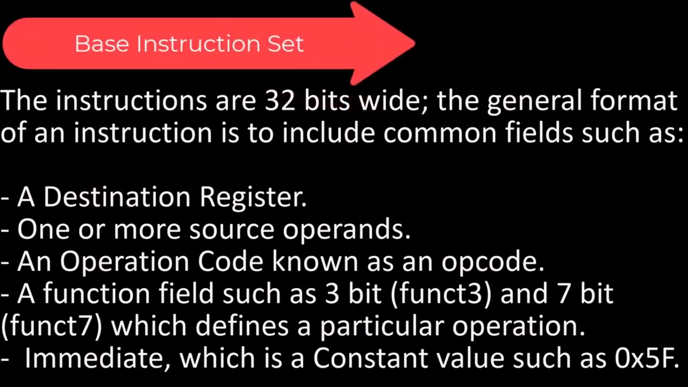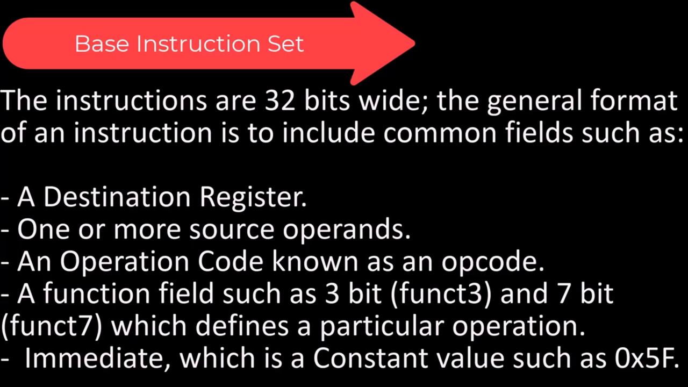The instructions are 32 bits wide. The general format of an instruction is to include common fields such as a destination register, one or more source operands, an operation code known as an opcode, and function fields such as the 3-bit funct3 and the 7-bit funct7, which define a particular operation.